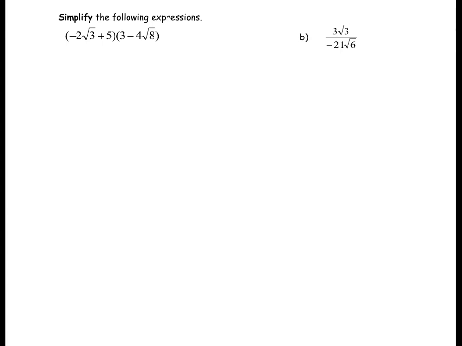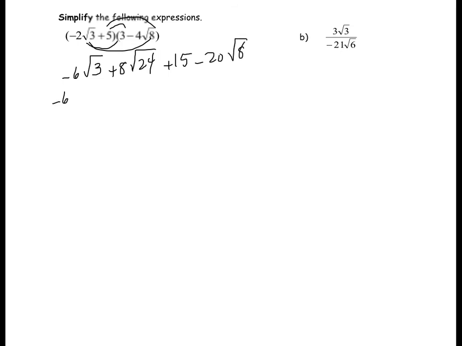In the next problem, we have to simplify this expression including radicals. So we are going to distribute every term of the first bracket into the second bracket. Negative 2 times 3 gives you negative 6 square root of 3. Negative 2 times negative 4 gives you plus 8 square root of 24. 5 times 3 is 15. 5 times negative 4 gives you negative 20 square root of 8.